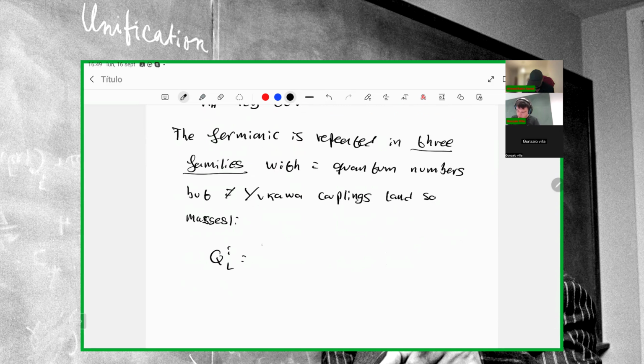We have quark doublets, up quark, down quark. They form an SU2 doublet. Charm quark and strange quark, they also form an SU2 doublet. Top quark and bottom quark, they also form an SU2 doublet, the left-handed ones. They have color charge under SU3, which we denote by a 3. They are a doublet under SU2, and they have some hypercharge. They have some charge under U1.